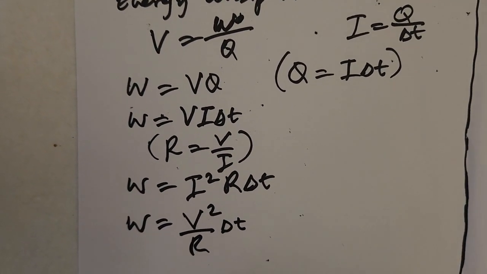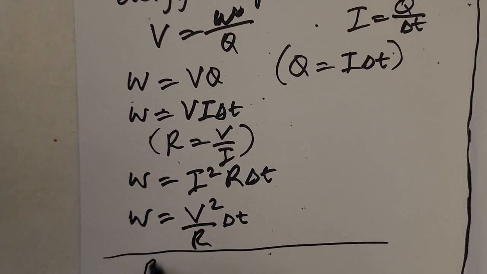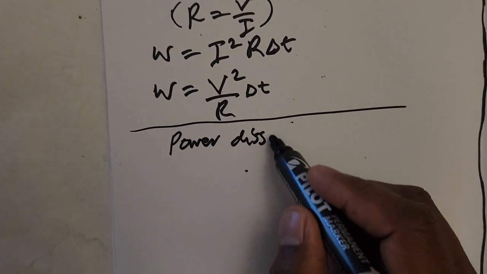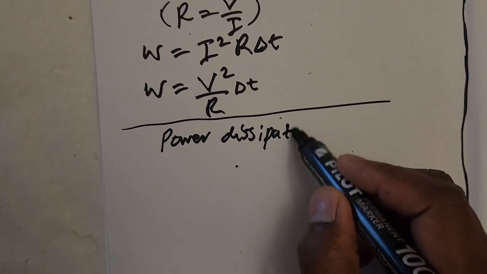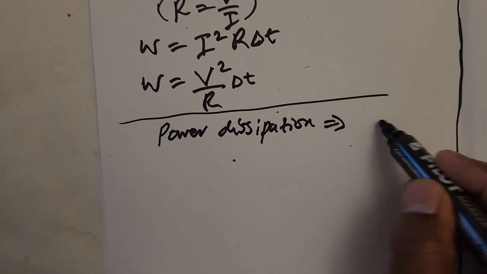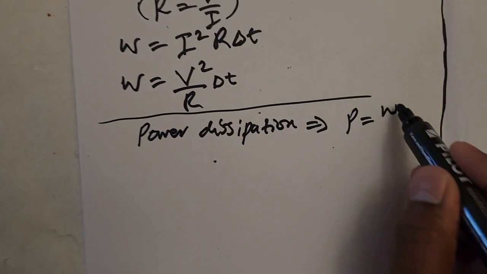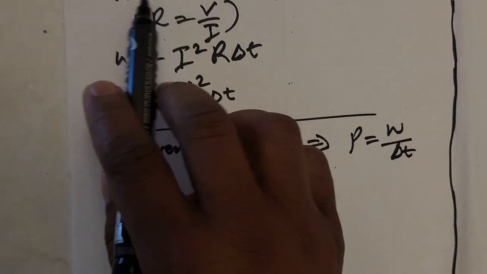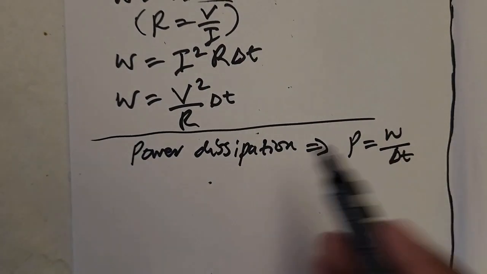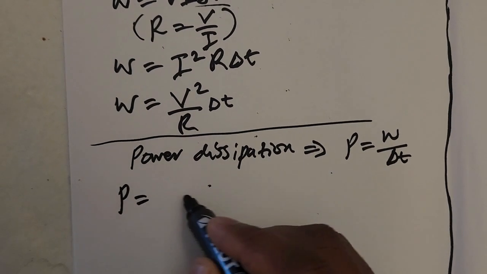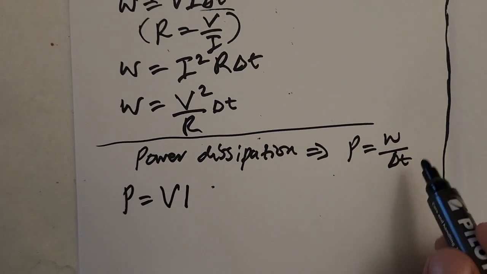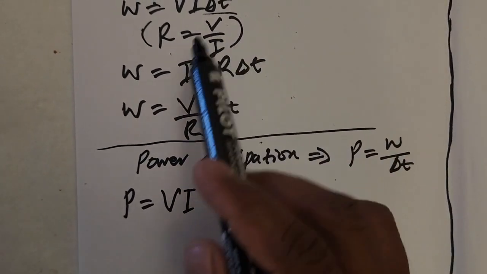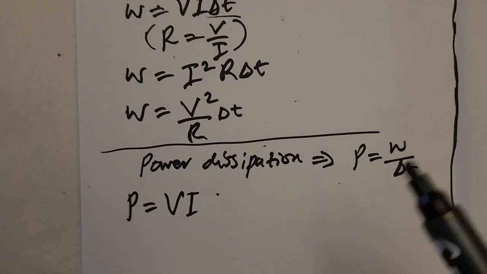Now in terms of power dissipation, we know that power is the rate at which work is done. I think that one should be known. From the definition, power is the rate at which work is done. Therefore, if we use energy as VI delta T, we end up with the first formula for power as VI, because delta T will cancel delta T. So with power, we just remove the delta T.